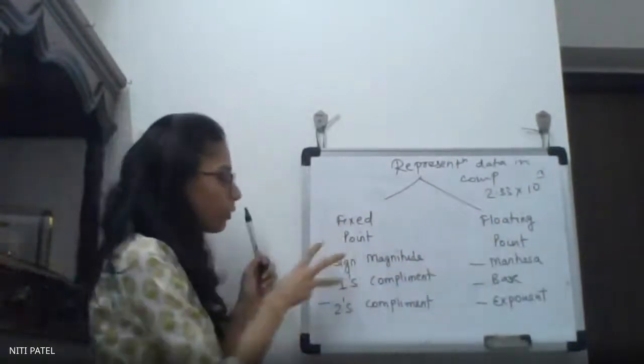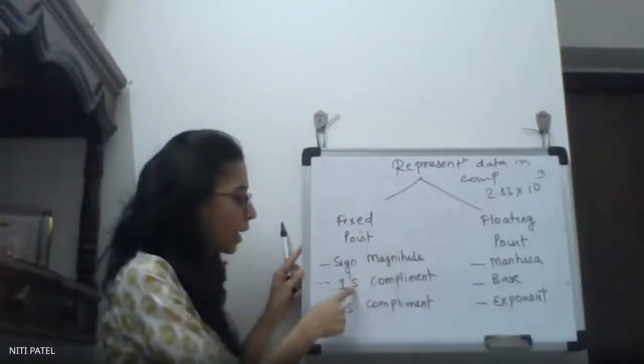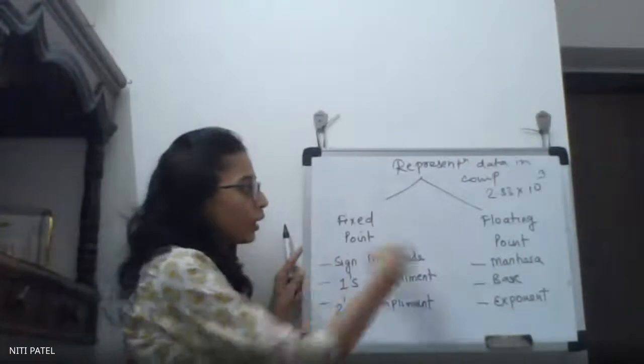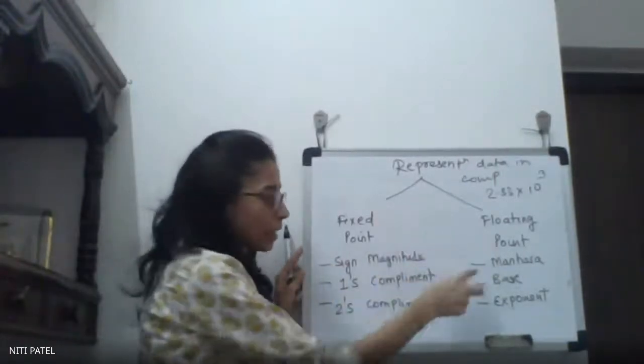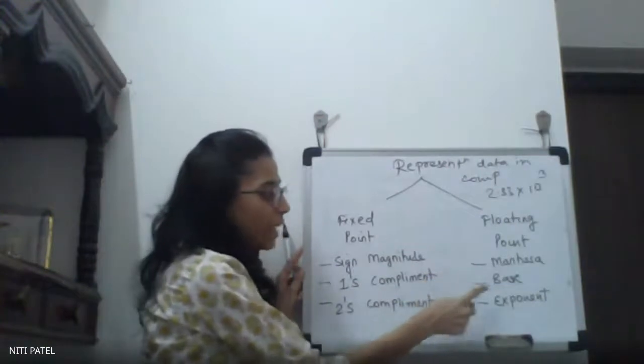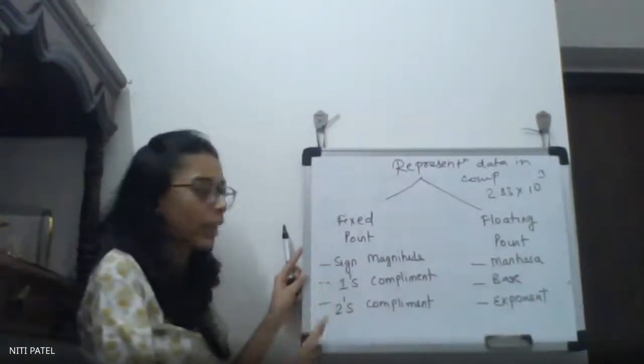In fixed point, we have three categories. The first is sign magnitude, second is 1's complement, and the next is 2's complement. In floating point, we have only one representation where all three are combined together: mantissa, base, and exponent. Now what is all this? We will do it in detail right now.